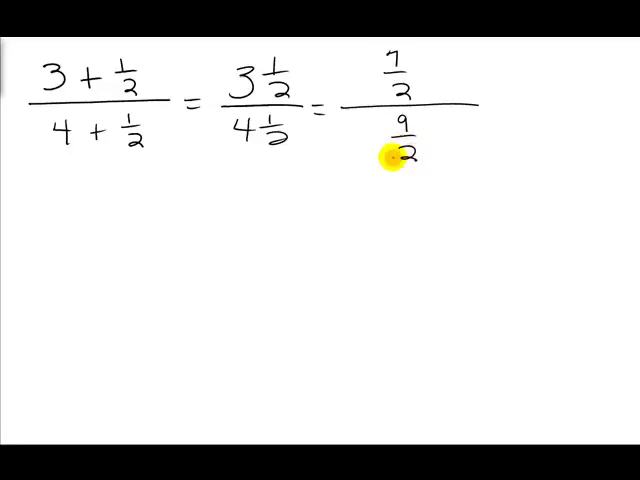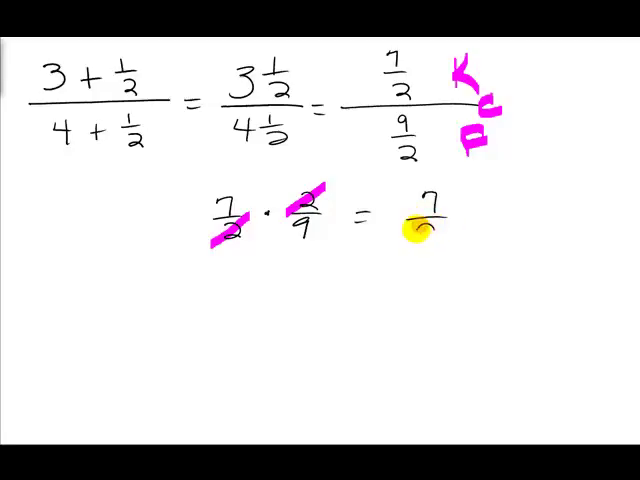Now I have that complex fraction. I'm going to do the keep, change, flip. So I'd have 7/2 times 2 over 9. The 2's cancel, and we are just left with the 7 over the 9.